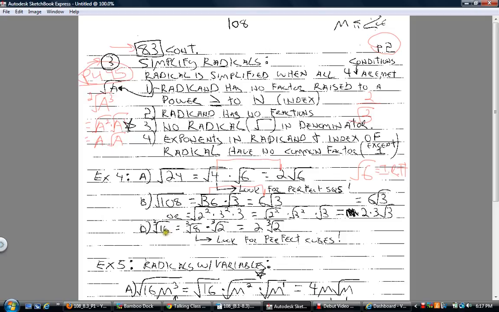Look at number D here, the cube root of 16. You've got to think of cube root of 8 is 2. So 8 times 2 is 16, so I'm going to pull that perfect cube root out.